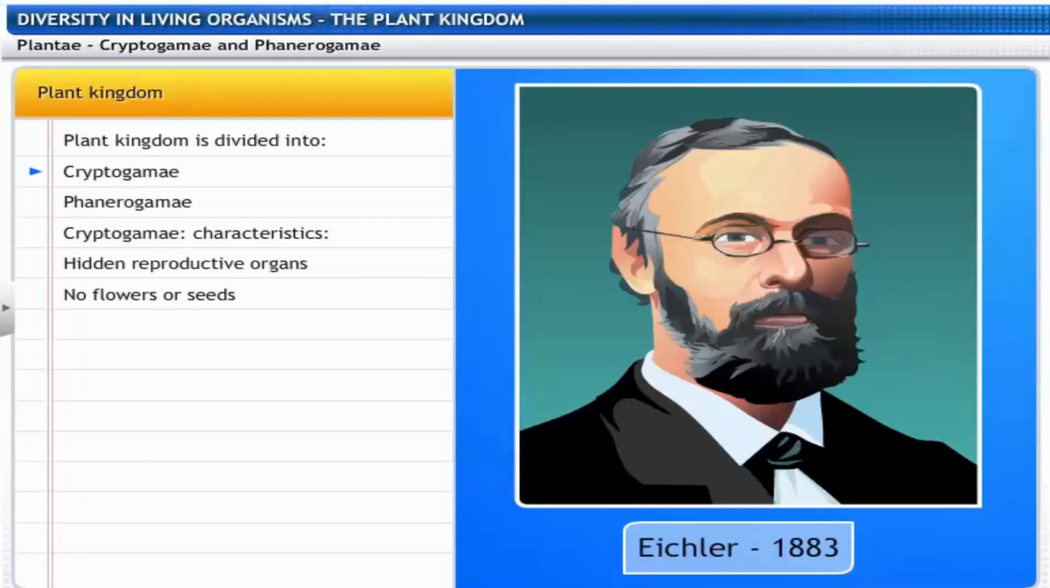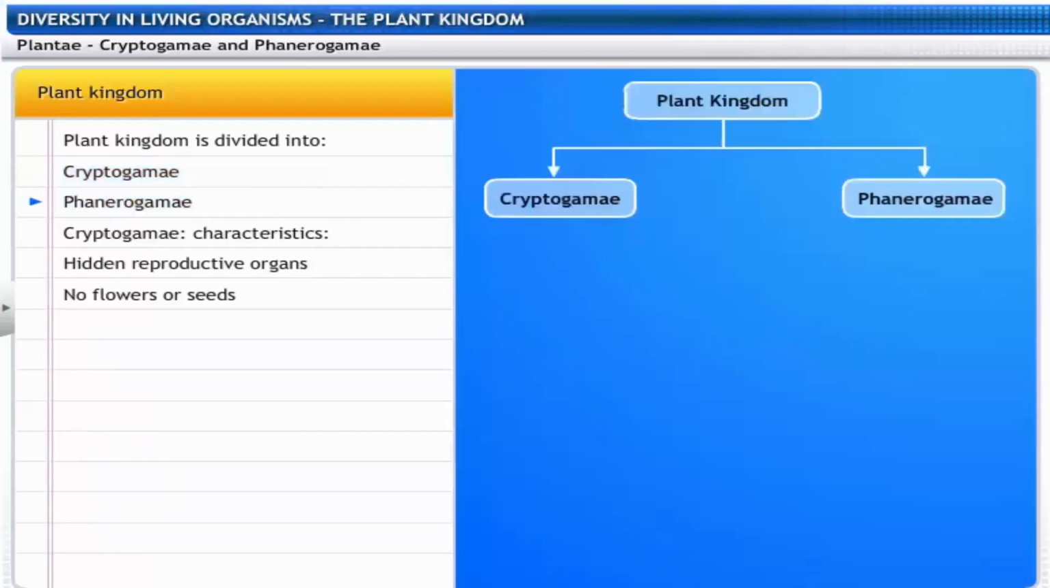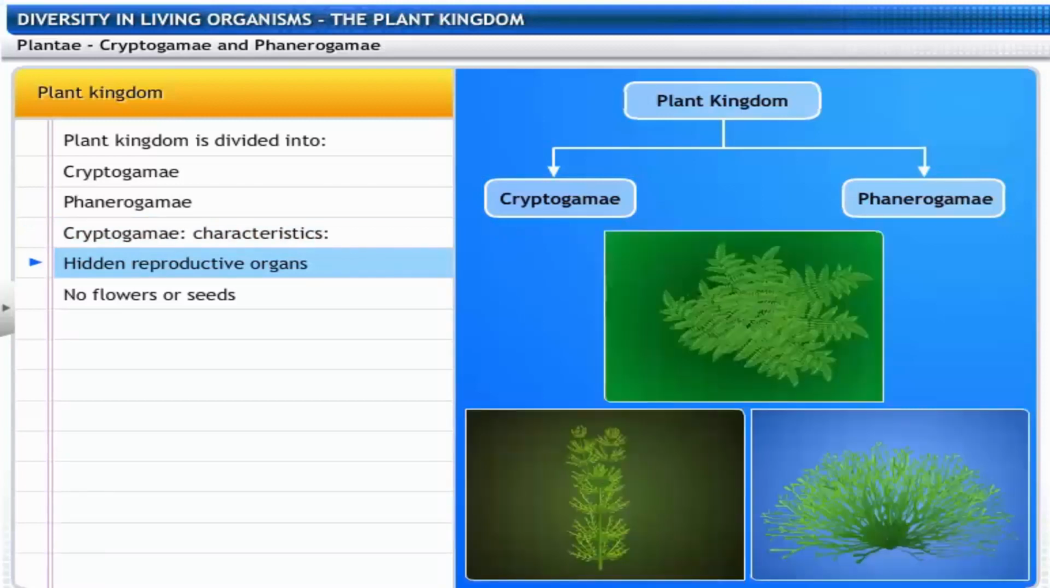In 1883, Eichler classified the plant kingdom into 2 sub-kingdoms, Cryptogamy and Phanerogamy. The sub-kingdom Cryptogamy includes plants with hidden reproductive organs. These plants do not bear flowers or seeds.